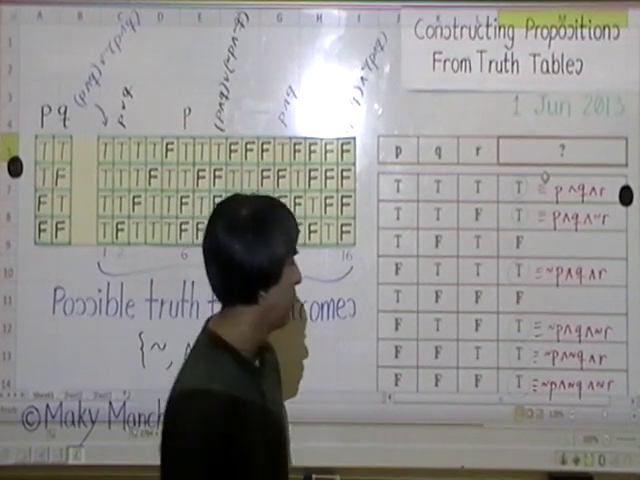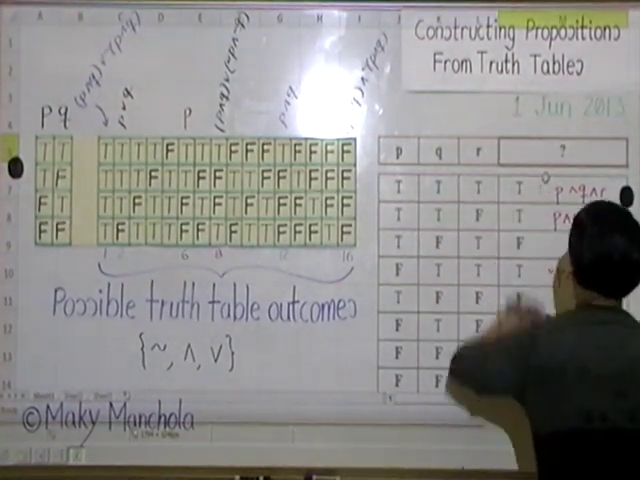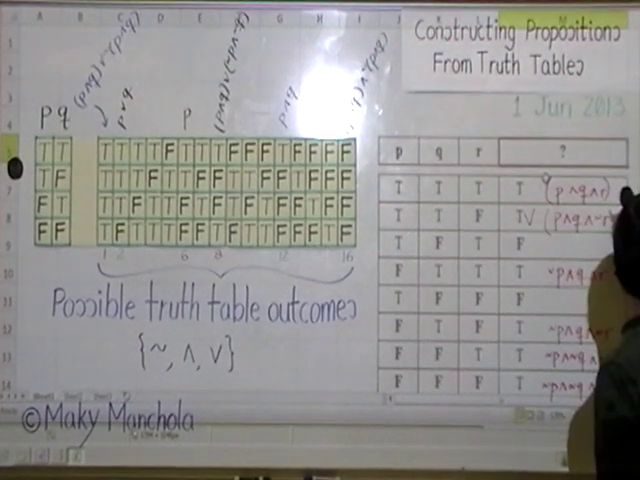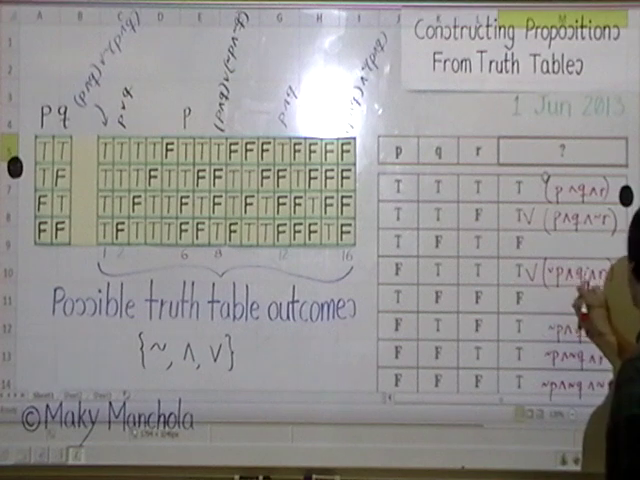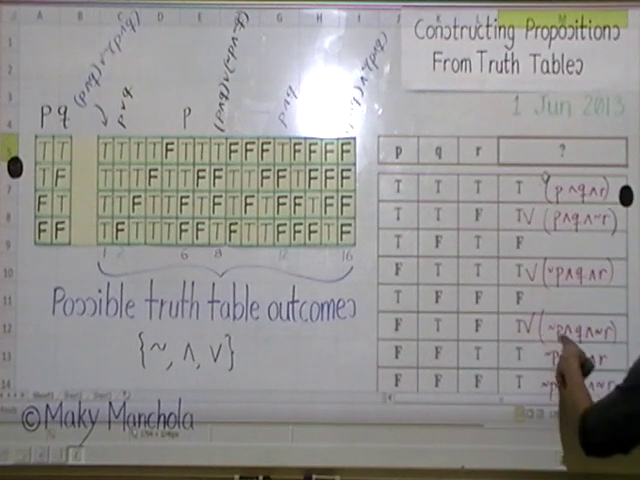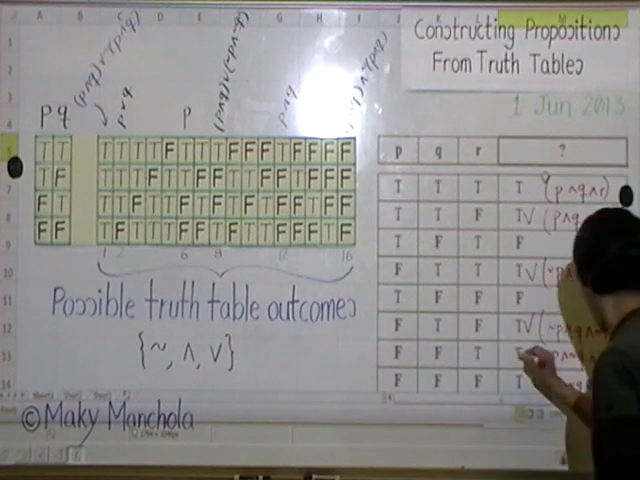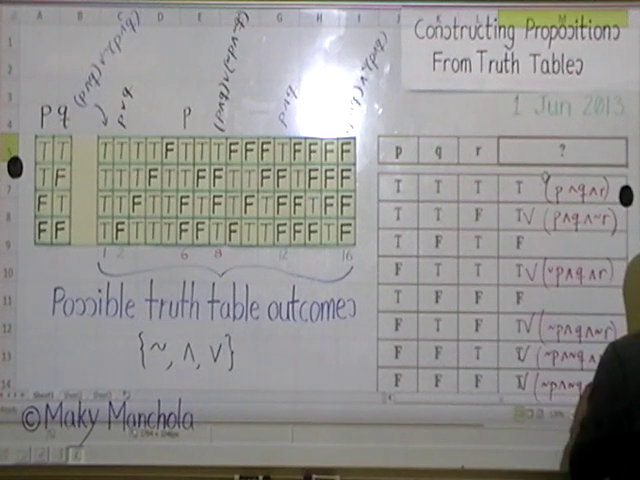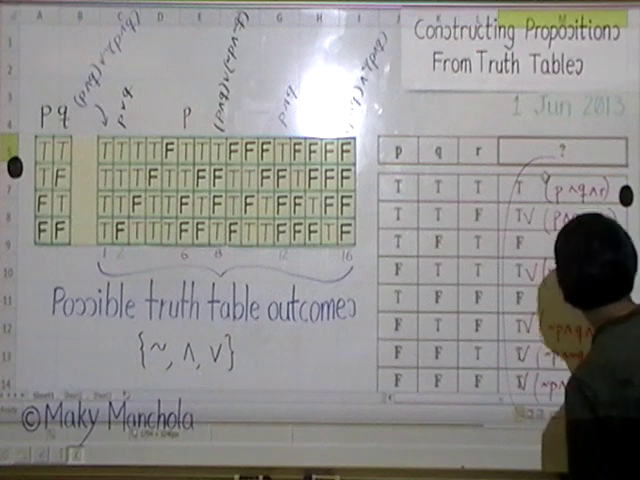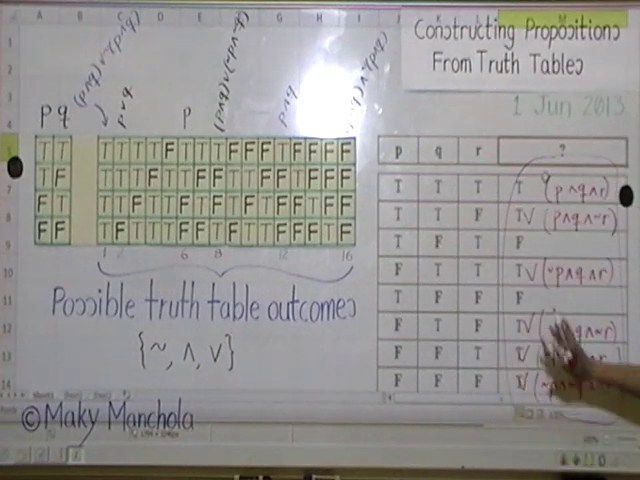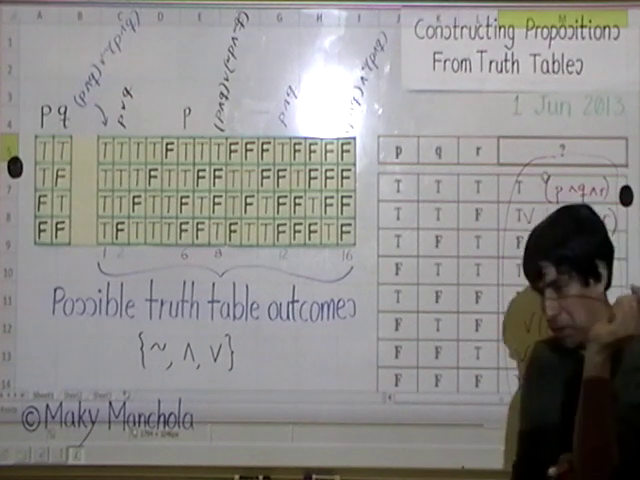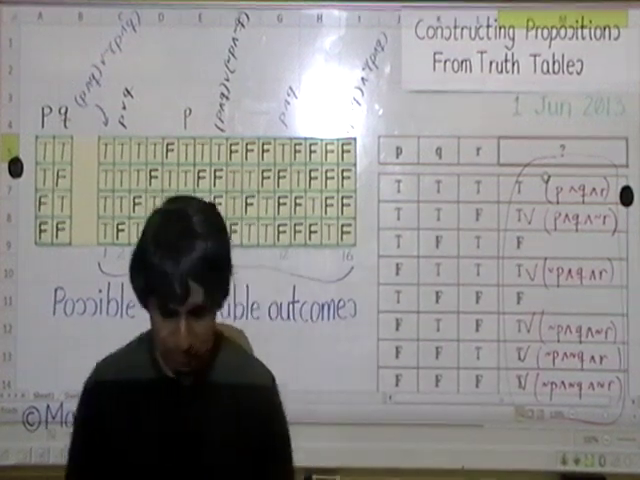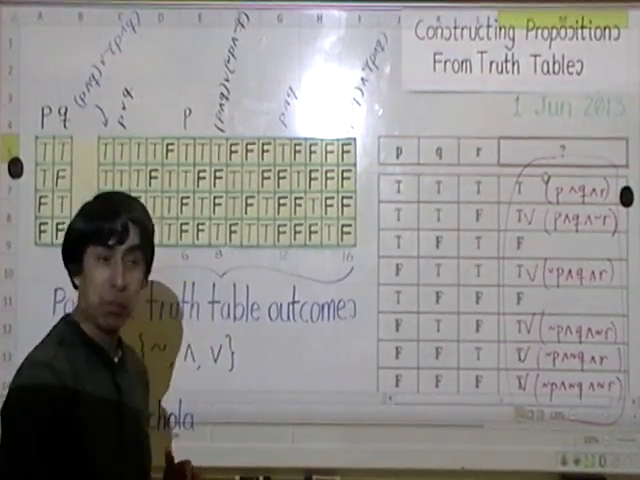Now once we have those conjunctions involving P, Q, R that produce the true outcomes, then we will take the disjunction of them. So in this case I have to say P and Q and R, or P and Q and negation R, or negation P and Q and R, or negation P and Q and negation R, or negation P and negation Q and R, or negation P and negation Q and negation R. This proposition as a whole will produce this truth table right here. Now, we're not going to attempt to simplify this one. It is quite long and it will be a rather lengthy endeavor. It's not the purpose of our presentation.